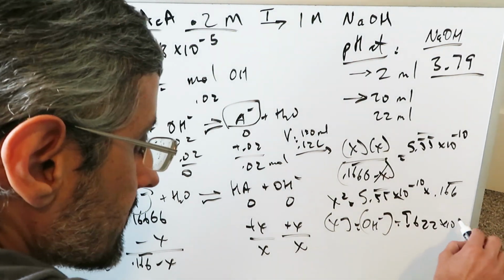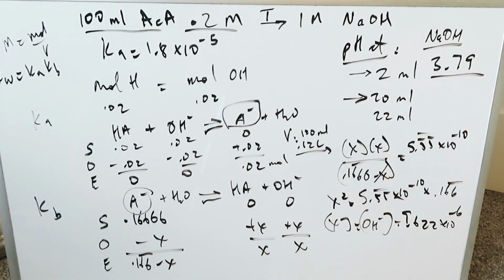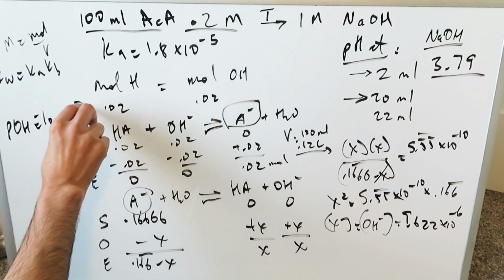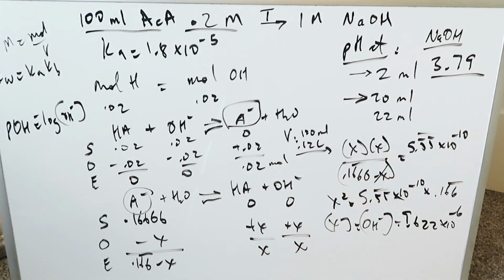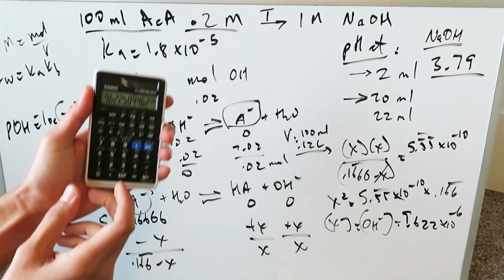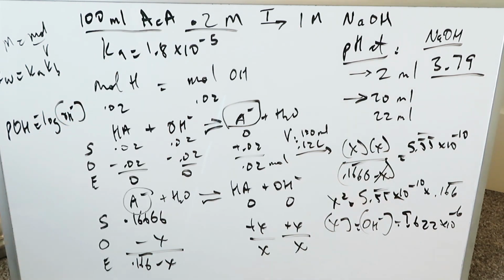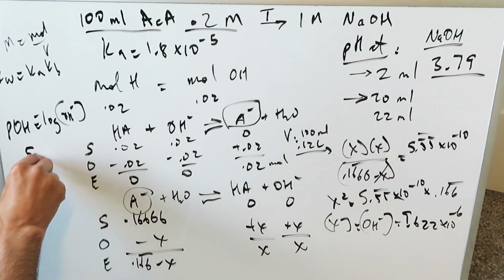9.622 times 10 to the minus 6. I know my hydroxide ion concentration is this. So what do I do now with this? I do the pOH. pOH is equal to negative log of OH minus. I have this value still on my calculator, 9.622 exponent minus 6. I'm going to do the log and minus, it's 5.016. pOH is equal to 5.016.